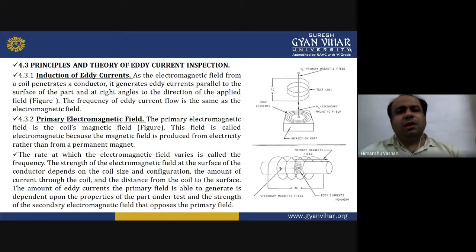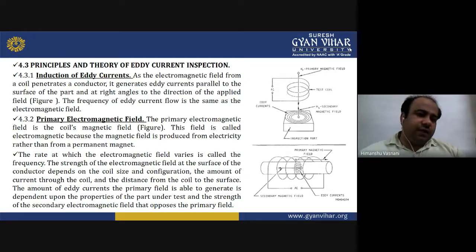So let's start with the topic. First of all, principles and theory of eddy current inspection. We have been studying eddy current inspection in the previous lecture, where I gave you a short introduction of how eddy current inspection is done and in which materials it is suitable, like ferromagnetic materials. And secondly, what variables are responsible for eddy current inspection. So let's start with the principles and theory of eddy current inspection.